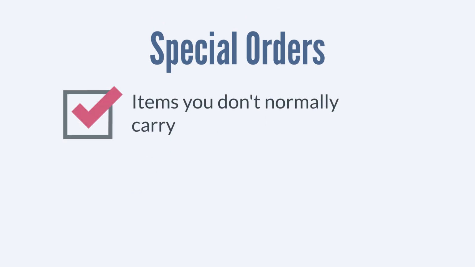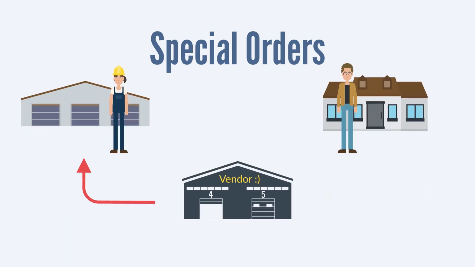Special orders, on the other hand, describe orders for items that you don't regularly carry. Unlike drop ship items, you would receive a special order from the vendor before passing it on to your customer.